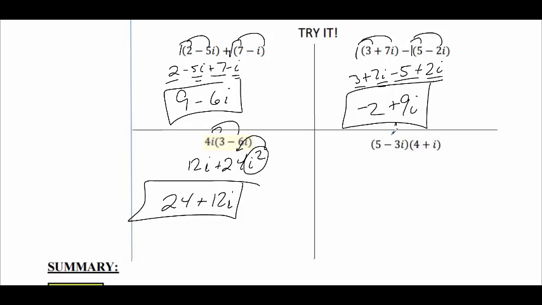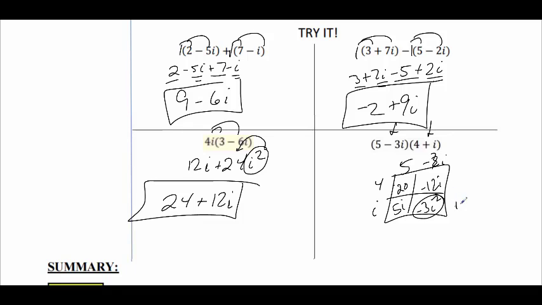Last one here, I have a binomial. When I do this, you got to remember it's a box. You got to box it up. So 5 minus 3i, and then 4 plus i. So 4 and 5 make 20. 4 and negative 3i makes a negative 12i. 5 and i make 5i. i and negative 3i makes a negative 3i squared. But what happens to this whole box? It turns into a positive 3. Then this positive 3 and that 20, boom, 23. 5i minus 12i, negative 7i.